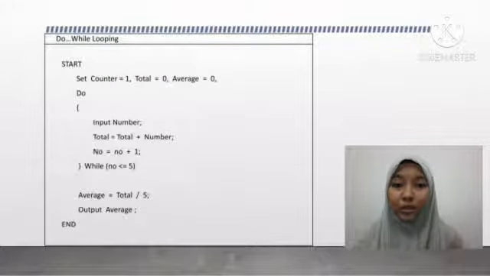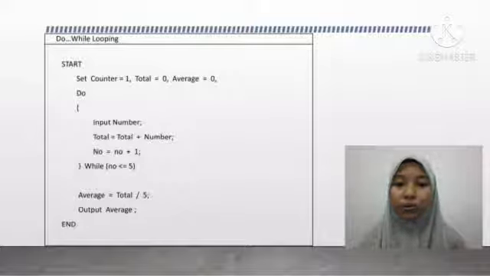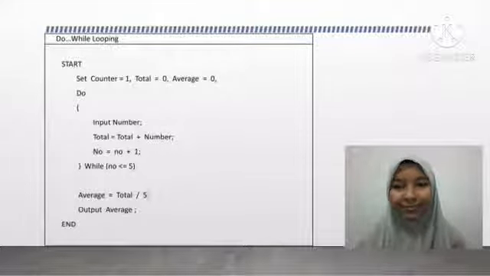Do while looping is start, set counter equal 1, total equal 0 and average equal 0, and next is do, and then input number, total equal total plus number, and next number equal number plus 1, and then while, and then average equal total, and next output average and end.